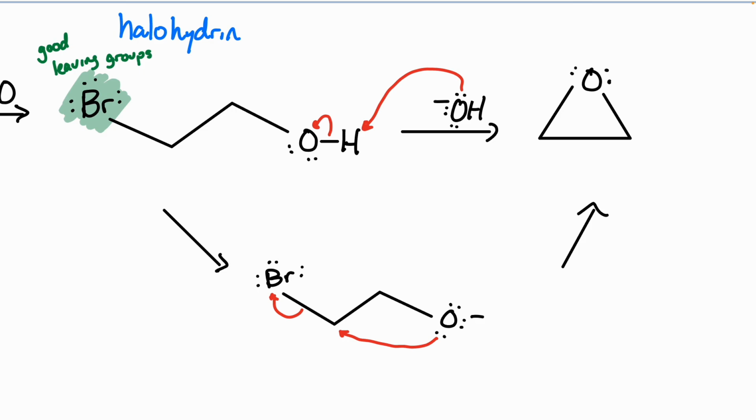Right? So in this reaction here, we create what's called a halohydrin, which has this hydroxyl group located right next door to a good leaving group, that bromine. We then deprotonate that hydroxyl group, creating this good nucleophile, which is going to attack its next door neighbor, forming this ring closing reaction, forming our epoxide here.